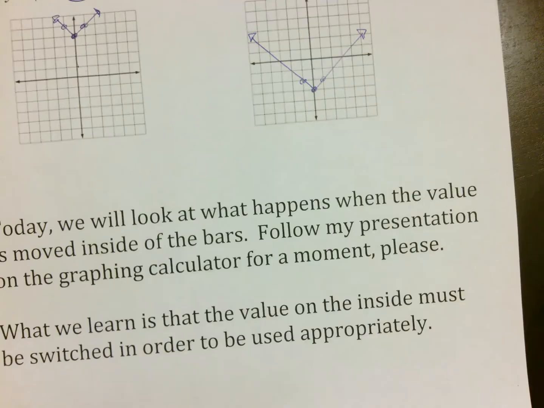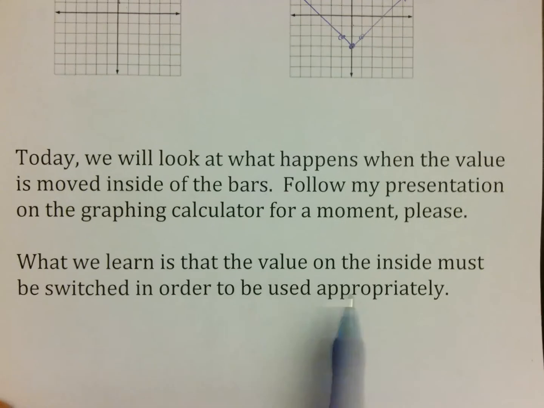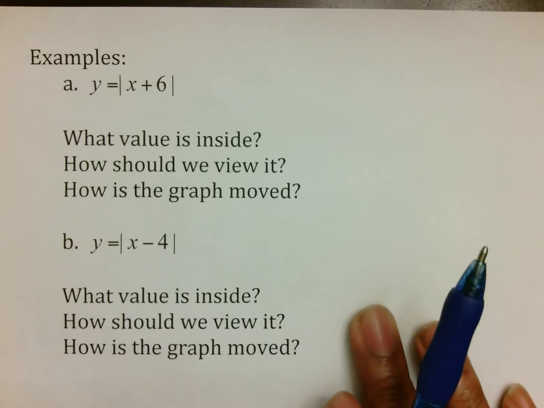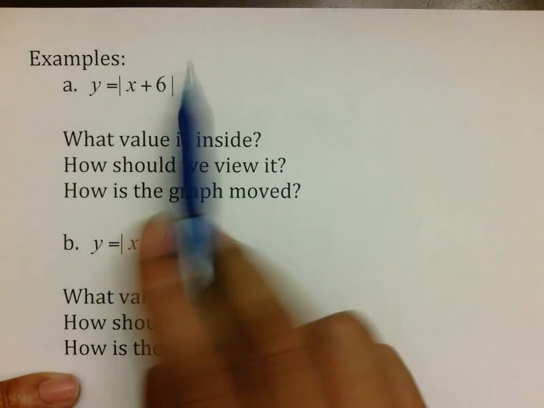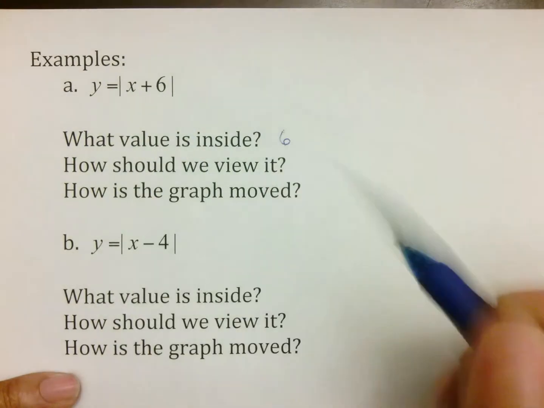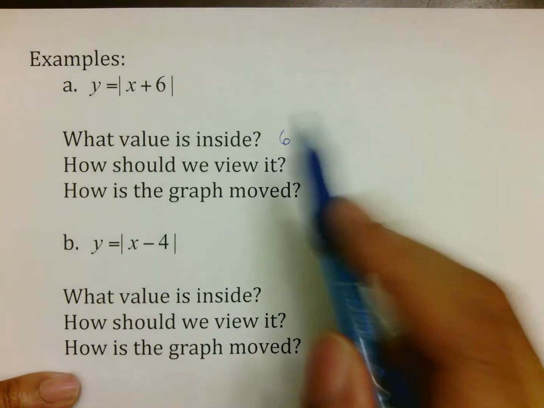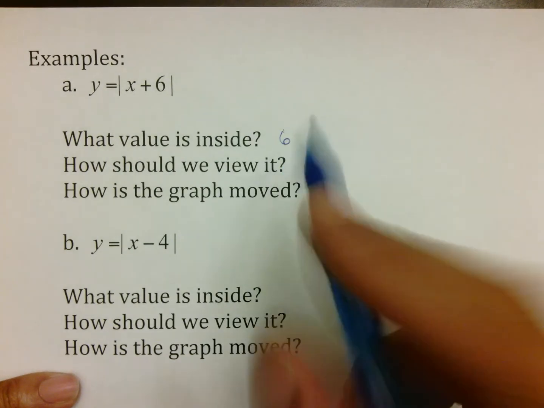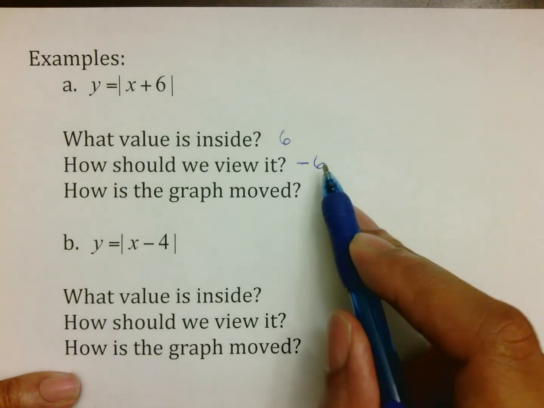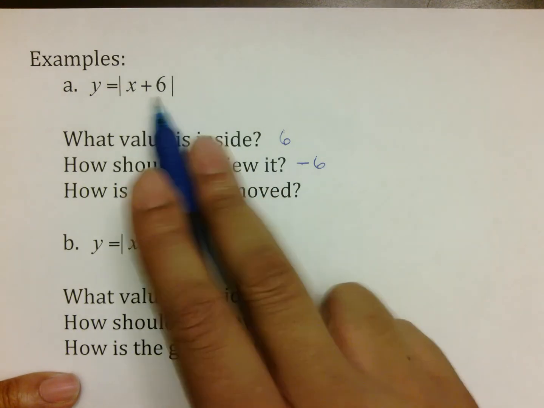Alright, so what we do learn is that the value on the inside must be switched in order to be used appropriately, and again, that's really what it's about. So part of your Math Excel questions are going to ask you these questions here to start, and you want to make sure you think about it. When you see this, it's going to say what value is inside, and the value that's inside this is 6. But as we know, we don't use it as a 6. We should view it as its opposite, which is negative 6, and negative 6, because it's on the inside, is going to move left.